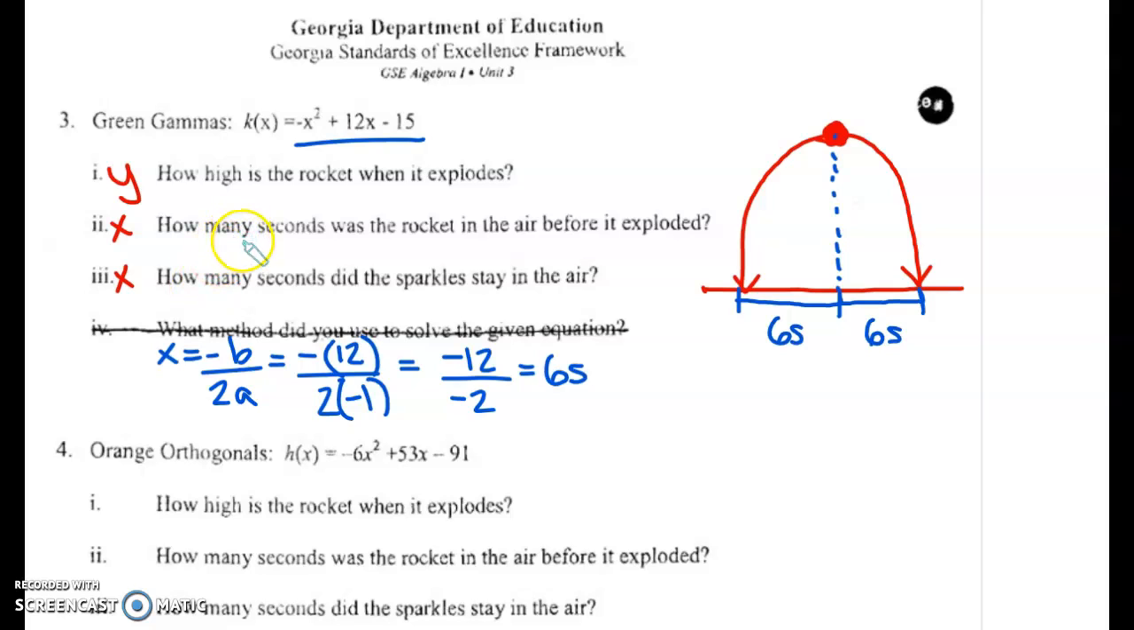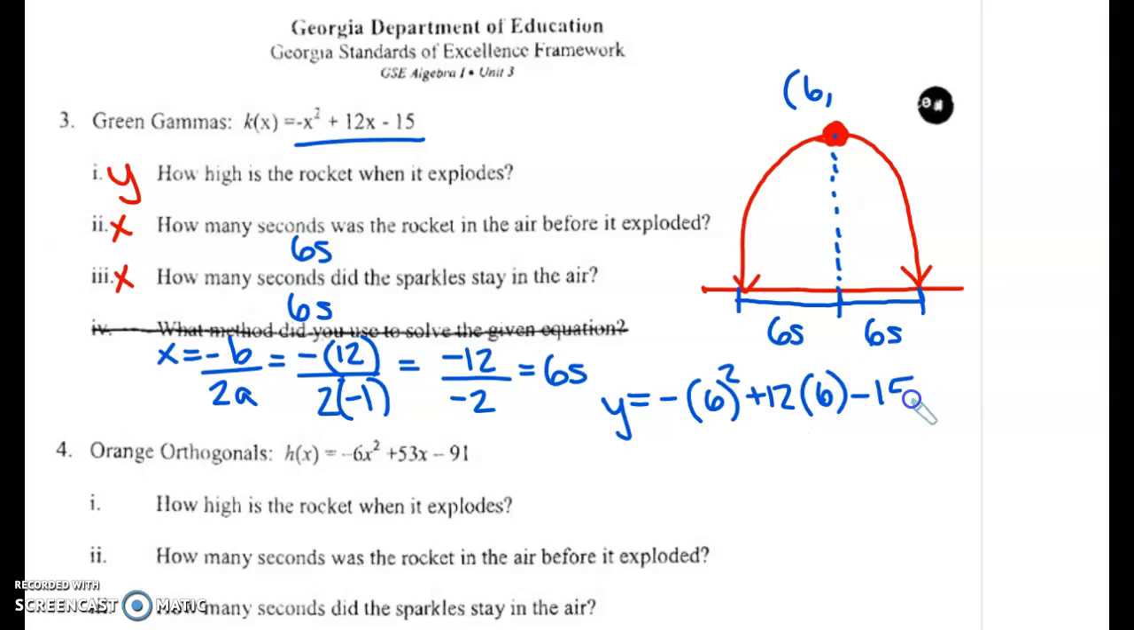So for part 2 and part 3, how many seconds was the rocket in the air? It was 6 seconds. And the sparkles stayed in the air for another 6 seconds. How high is the rocket? We need the y value of this vertex. We know currently it's at 6 seconds, but we need to find the height. So I'm going to plug it into my formula: negative x squared, which is 6 squared, plus 12x, which is 6, minus 15. I'm going to plug all this into my calculator in one go.